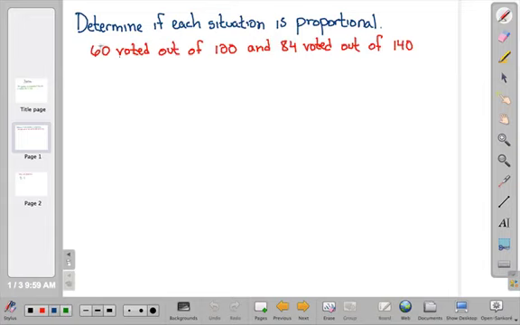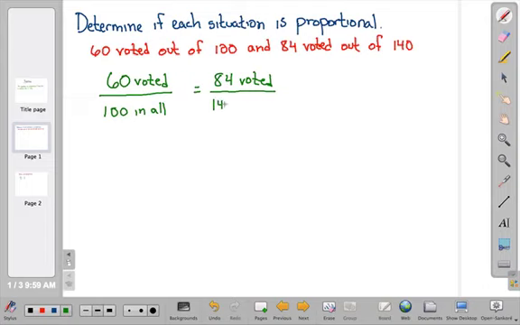Here's the first example that we're going to do. We're going to determine if each situation is proportional. So here's our question. 60 voted out of 100 and 84 voted out of 140. So I'm going to make two ratios. 60 voted out of 100, so the 60 who voted over the 100 in all. And we're going to see if that is equal to, over here, the 84 who voted as compared to the 140 in all.